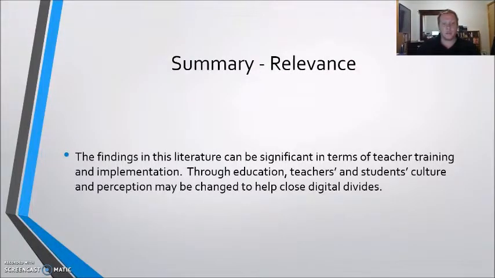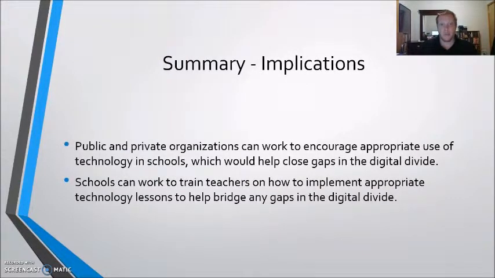So what's the relevance? Well, the findings in this literature can be significant in terms of teacher training and implementation. Through education, teachers' and students' culture and perceptions can change to help close the gaps in the digital divide. So what are the implications? Well, public and private organizations can work to encourage appropriate use of technology in schools, which would help also close gaps in the digital divide. Schools can work to train teachers on how to implement appropriate technology lessons to bridge any gaps in the digital divide.